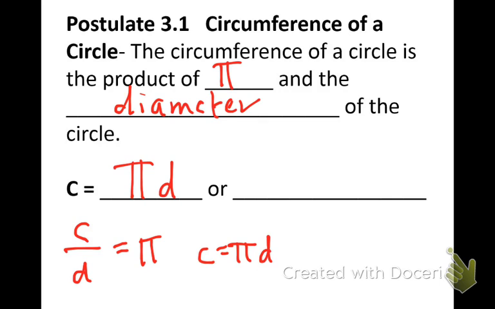Now, the more common way that people know the formula for circumference is circumference equals 2 pi r. You can use either one. If they give you the diameter of the circle, use pi d. If they give you the radius of the circle, use 2 pi r. 2r equals d, so in the equation on the left, we replaced d with 2r. So circumference equals 2 pi r. Questions?